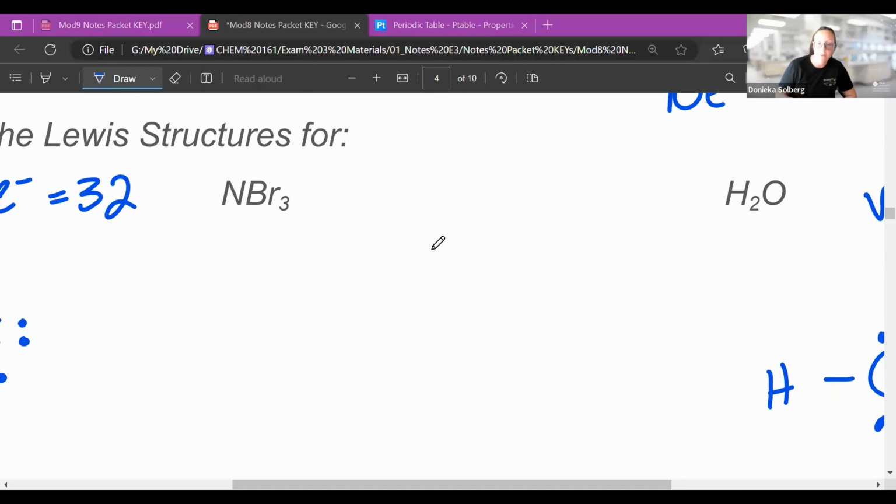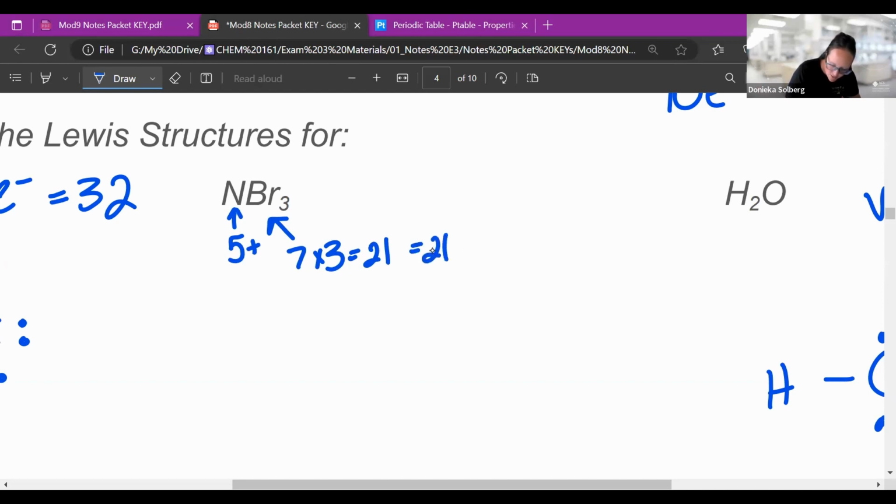Okay, I am going to start with NBr3 as my first example for you. The first thing we have to do is find the correct number of valence electrons. Well, N is in column 5A, so it brings 5 to the table. And bromine is a halogen. It has 7, and I have 3 of them. So that is 21 plus 5 equals 26 valence electrons. So that means my structure has to have 26 valence electrons.